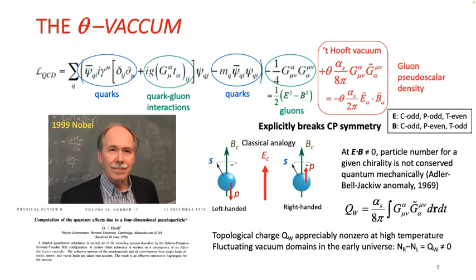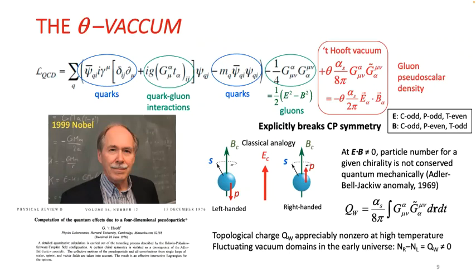So you have to have CP violation in strong interaction in order to explain the matter-antimatter asymmetry of the universe. And we believe that the term that is responsible for CP violation is this 't Hooft vacuum pseudoscalar density of the gluon field. And this term is equivalently the color electric field dot the color magnetic field, and that intrinsically violates CP symmetry.